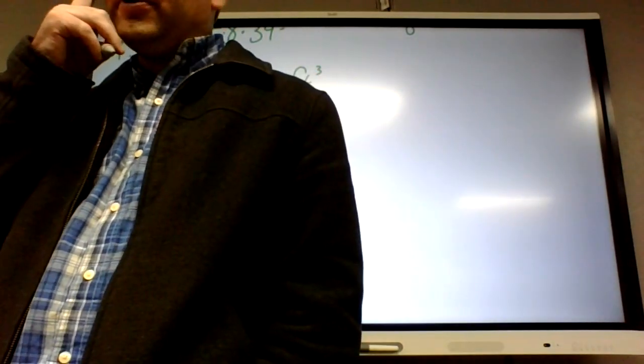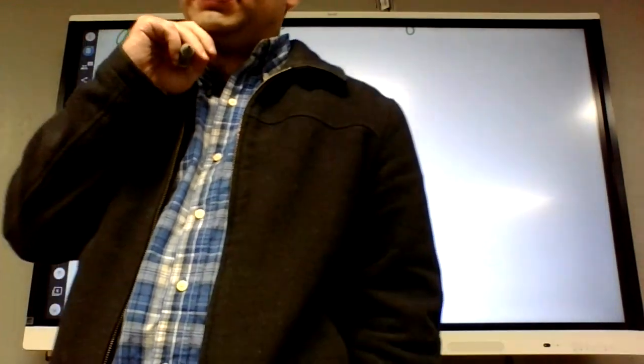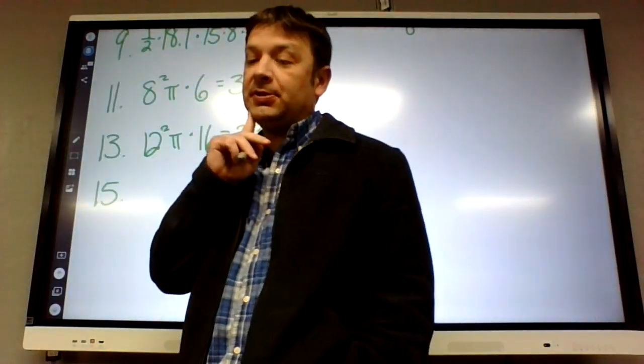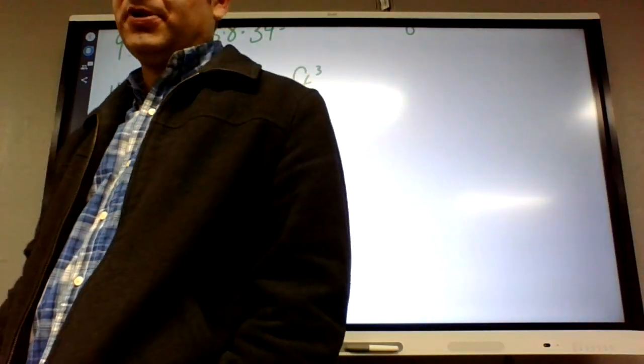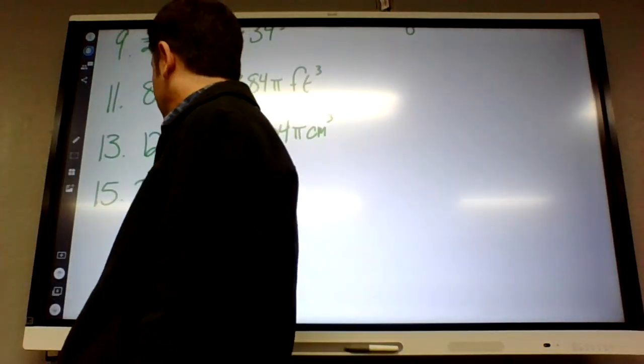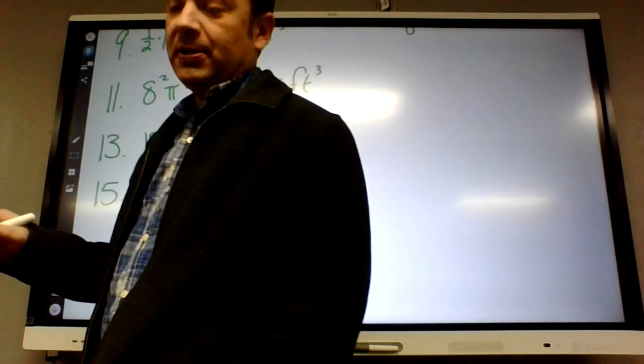15. Find the volume of a rectangular prism with a base area of 26 square feet. So that means they already found the base area for us, so we just need to take that base area times the height of the prism.